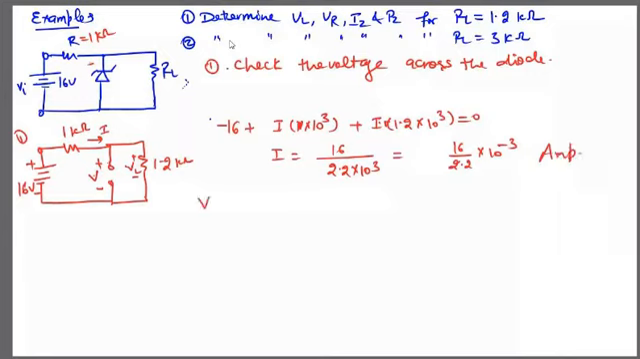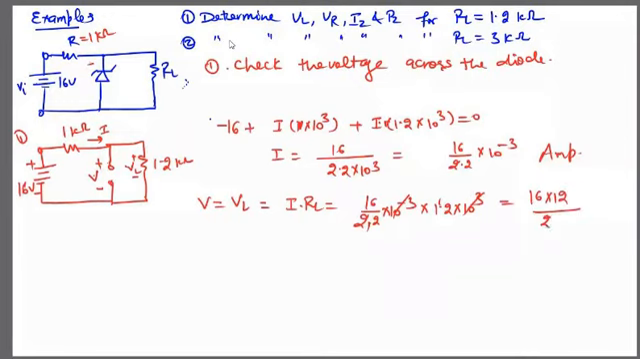So V equals VL, and that equals I into RL. So I is 16 upon 2.2 into 10 raised to the power minus 3, into 1.2 into 10 raised to the power 3. This 3 cancels and the point cancels. Now we can calculate the value of voltage: 16 into 12 upon 22.